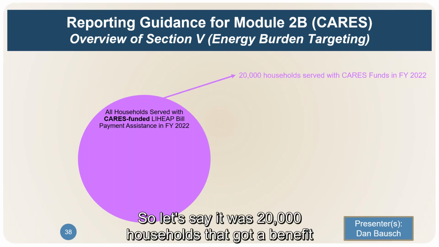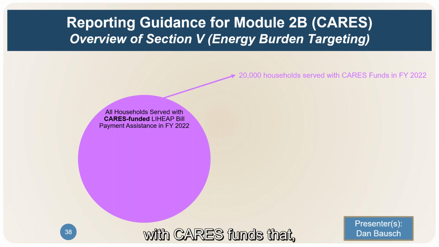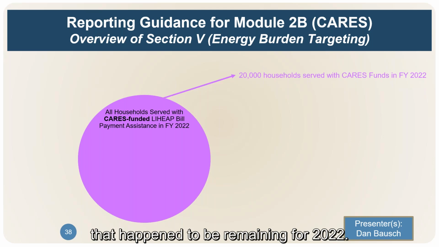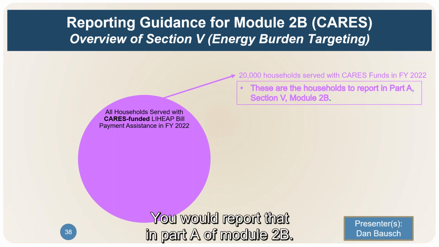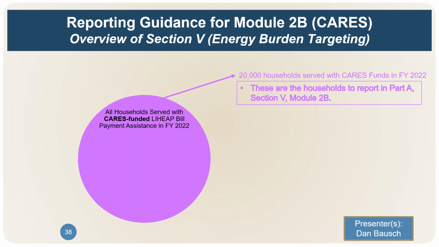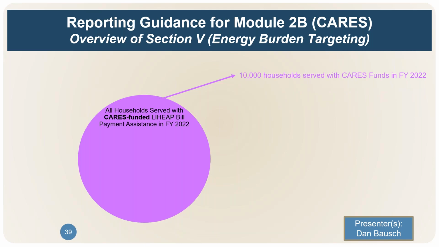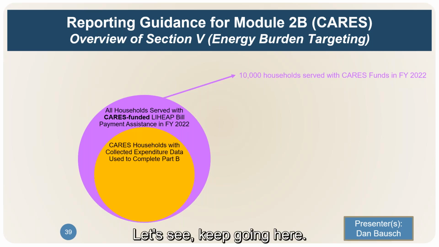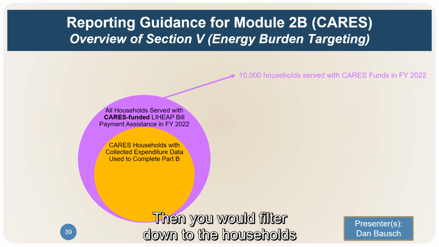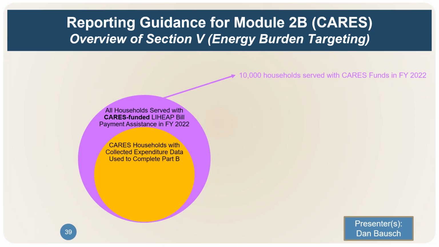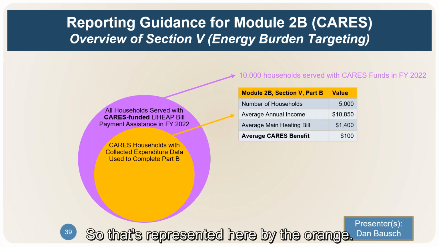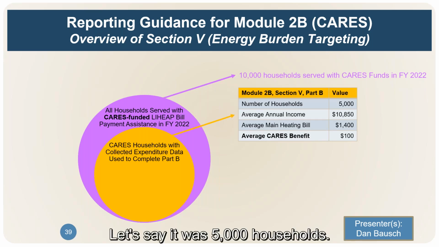So let's say it was 20,000 households that got a benefit with CARES funds that happened to be remaining for 2022. You would report that in part A of module 2B. Let's see, keep going here. Then you would filter down to the households that had complete energy expenditure data. So that's represented here by the orange. Let's say it was 5,000 households.